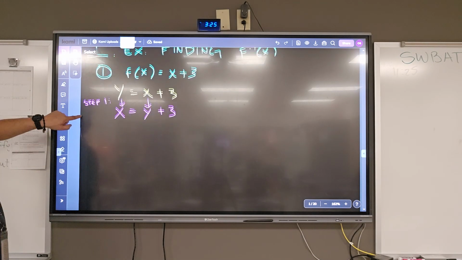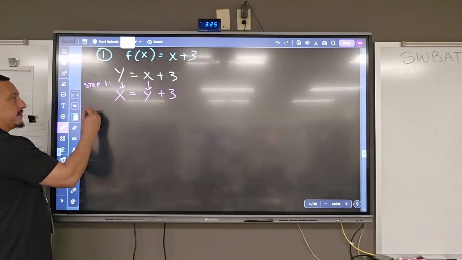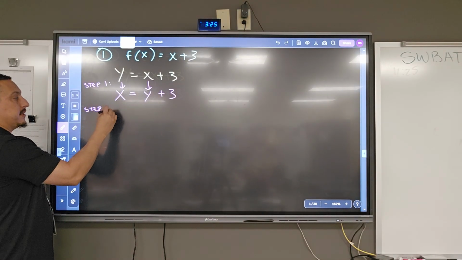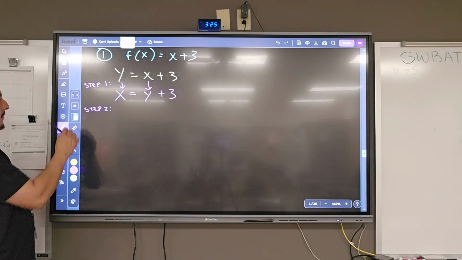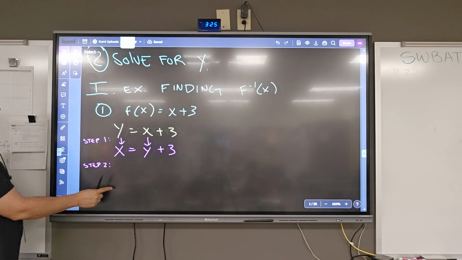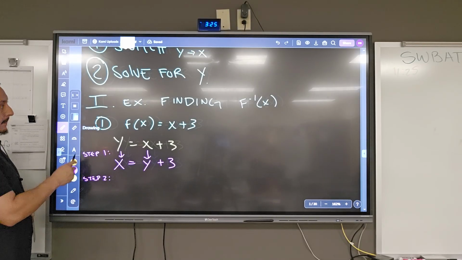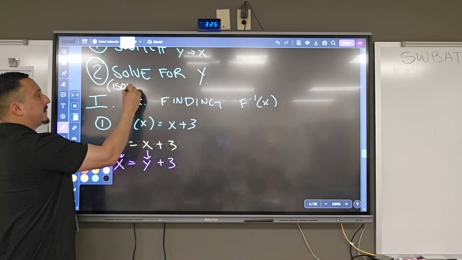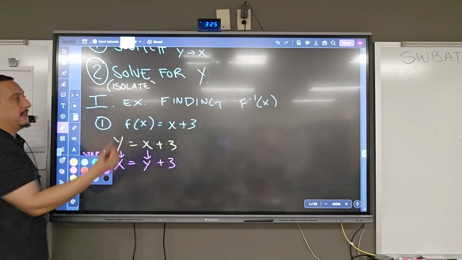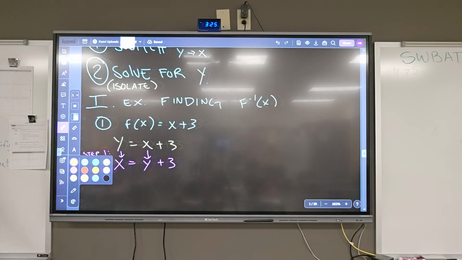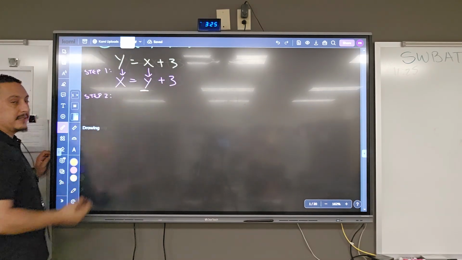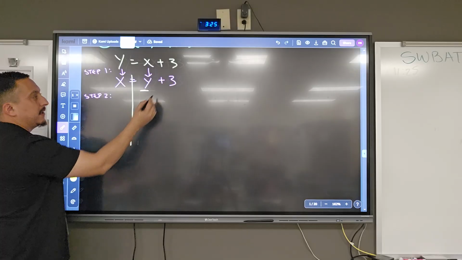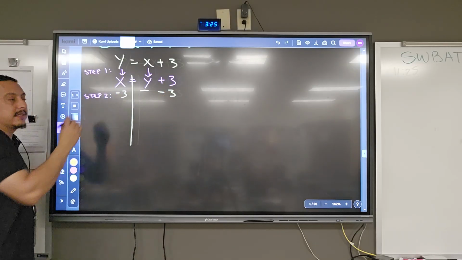Once you have switched x with y, you do step 2, and that just means you solve for y. Okay, so when we say solve, that also means, if you're not sure what that means, isolate the y. You need to get the y by itself. That's what we mean by solve. So I need to get this y by itself. So here's the middle. So I subtract 3 from both sides.